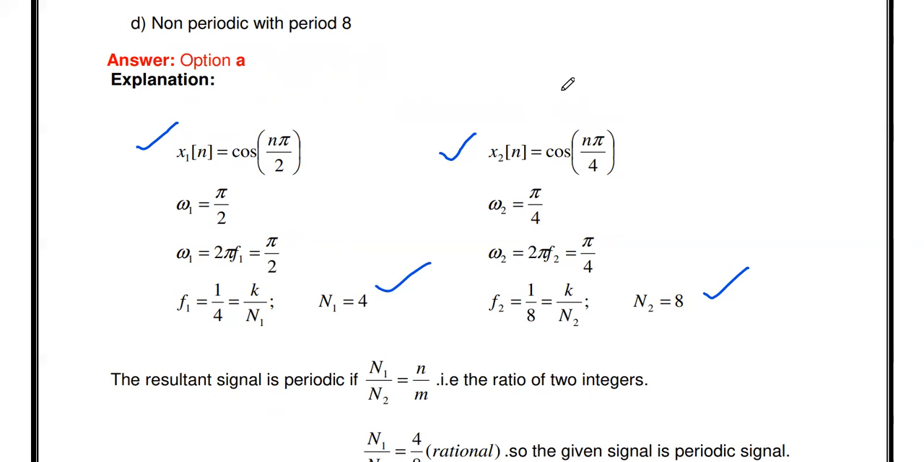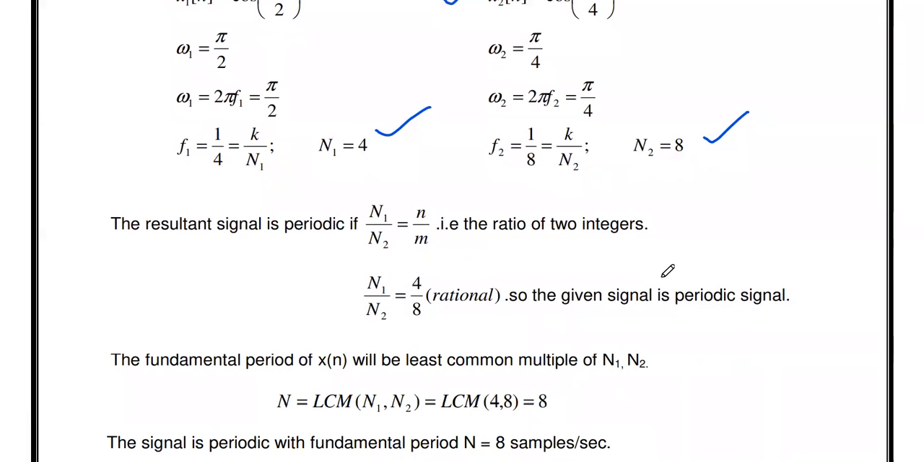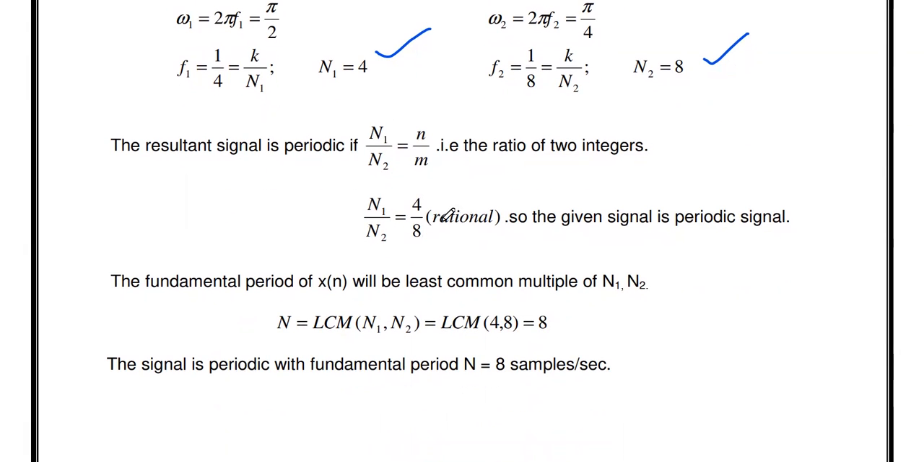So if it is two signals, we have to find the N1 value and the N2 value. After calculating N1 and N2, in order to verify whether the signal is periodic or not, we calculate the ratio N1 by N2. If this ratio is a ratio of two integers, we can say that the given signal is periodic. Here what is N1? 4. What is N2? 8. So 4 divided by 8. 4 is an integer, 8 is an integer. That's why the given signal, the sum of the two signals, is a periodic signal.